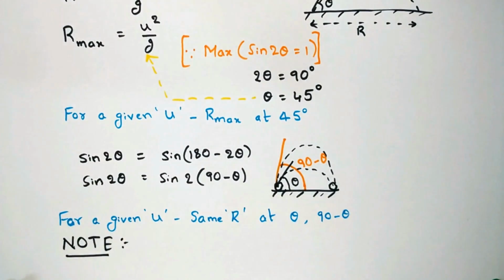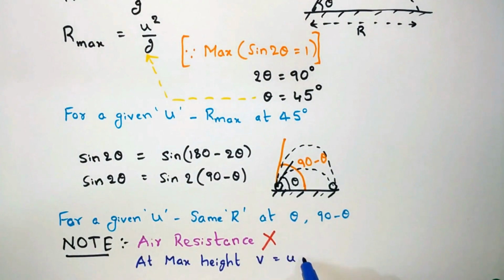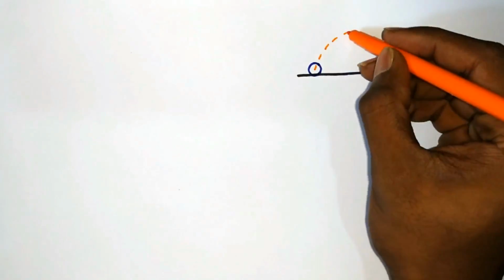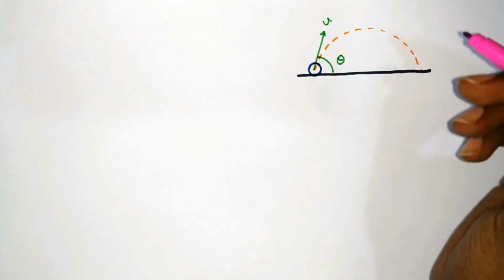Please note that all these equations are derived neglecting the air resistance. And at the maximum height, the projectile will have only the horizontal component of the velocity, which is u cos theta. We know that the projectile will travel in a curved path, but we don't know exactly what that curve is. So in order to know that, we need to derive an equation of the curve followed by the projectile.